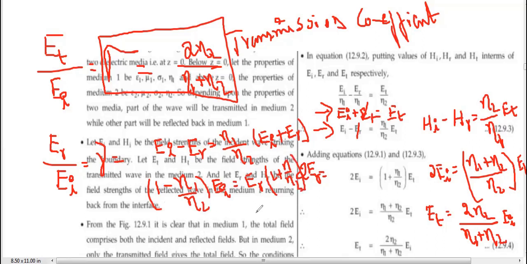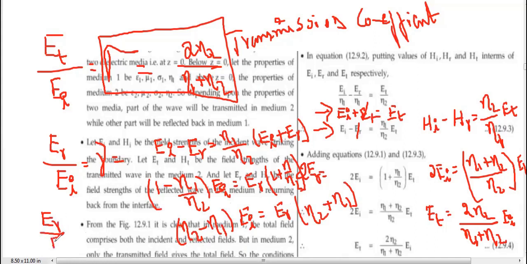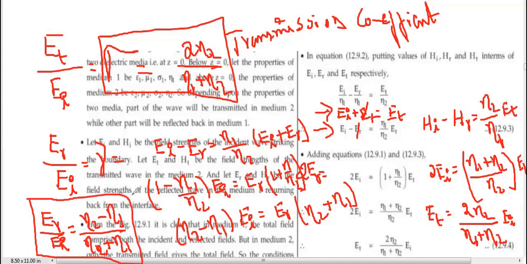Okay, take the LCM on both sides, where eta 2 is the term. Eta 2 minus eta 1 into EI is equal to ER into eta 2 plus eta 1. So you can take the ratio ER by EI, the reflection coefficient. ER by EI is equal to eta 2 minus eta 1 by eta 1 plus eta 2, or eta 2 plus eta 1. This is gamma.